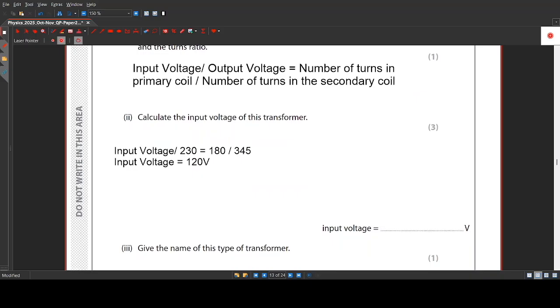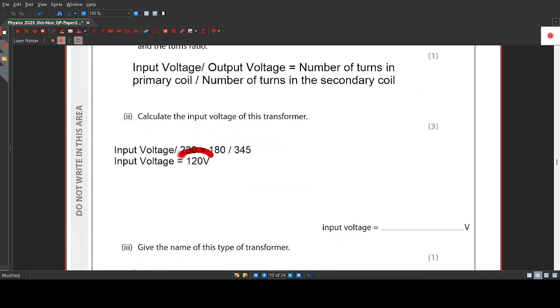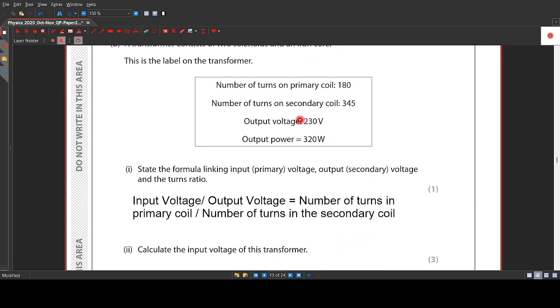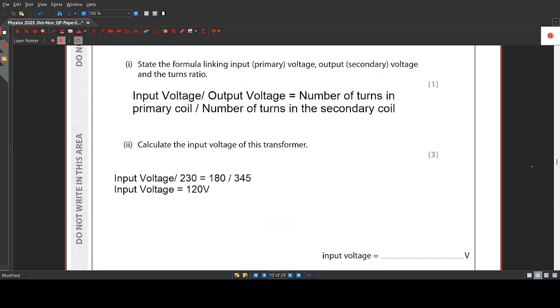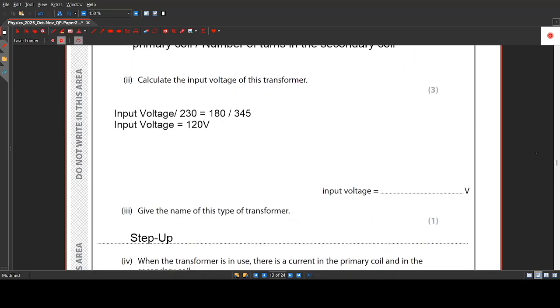Now give the name of this type of transformer. The input voltage is 120 volts and the output voltage is 230 volts. As you can see, the voltage has been increased, which means this must be a step-up transformer.